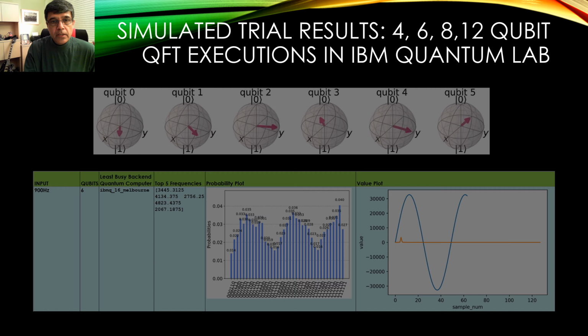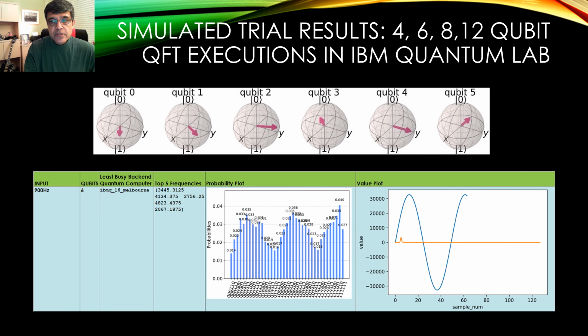And then we moved to 6 qubits. The waveform started to get accurately depicted, as did the sharp peak shown in the orange curve in the value plot. The histogram also showed fairly good top 5 frequency detail.